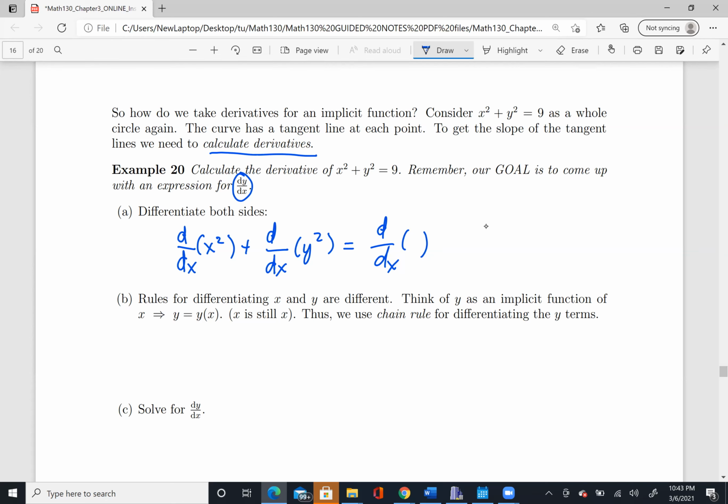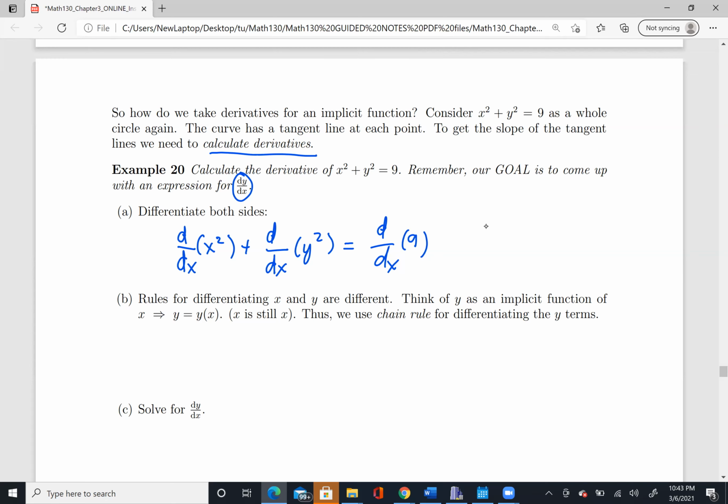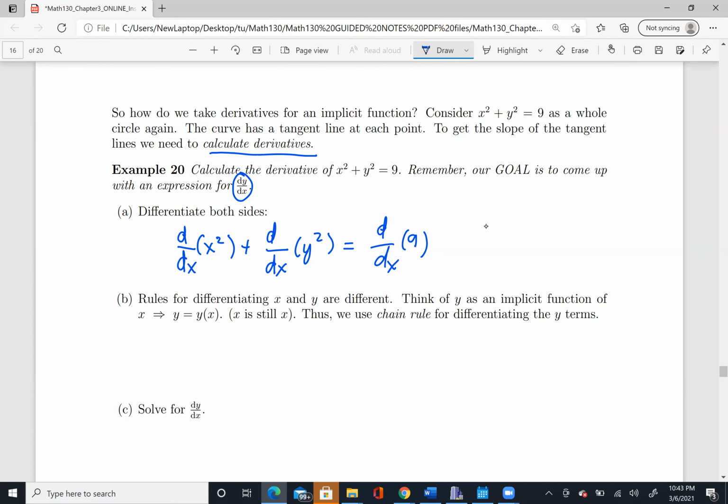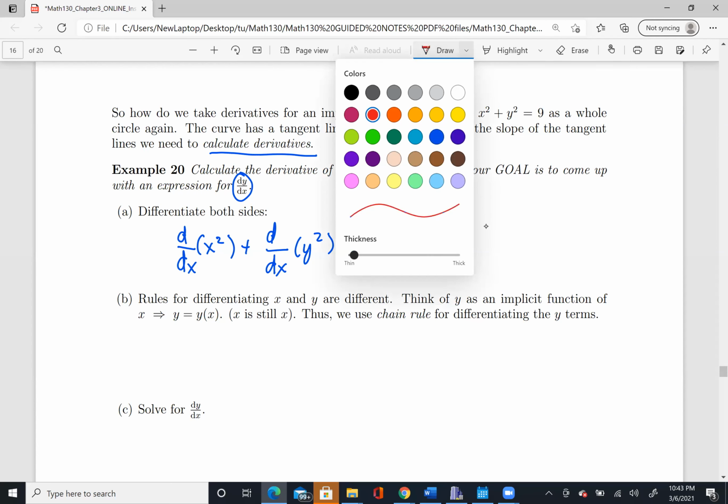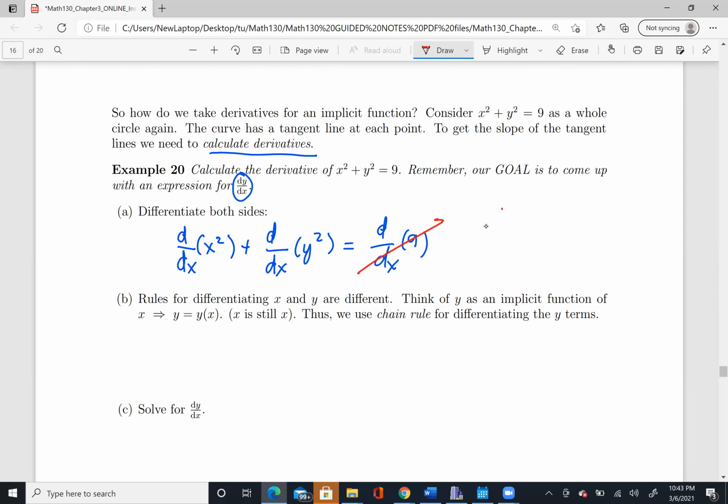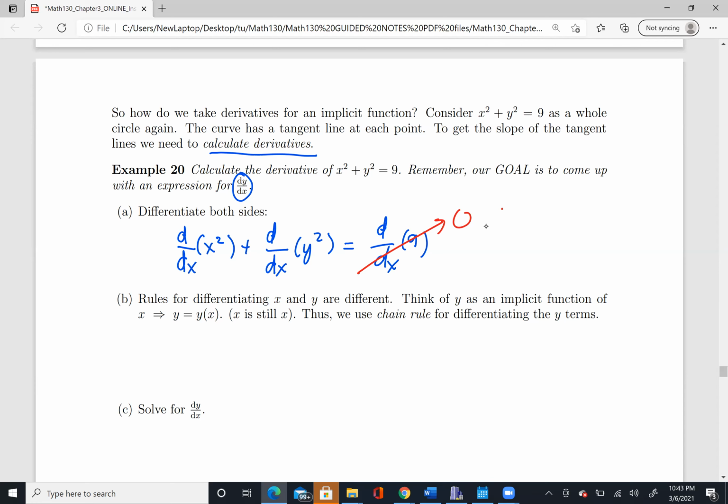Okay, let me see. 9. So from here you can see that this one will be... actually, you know what? Let me use another color. This one goes to 0, right? Because the derivative of a constant will be 0, right? Okay, so now let's see.